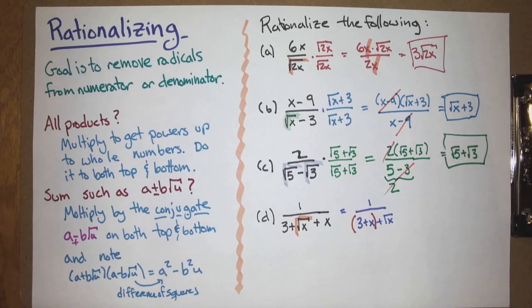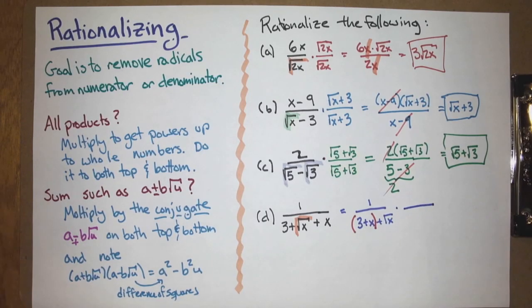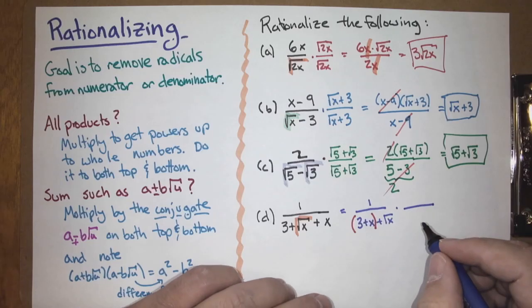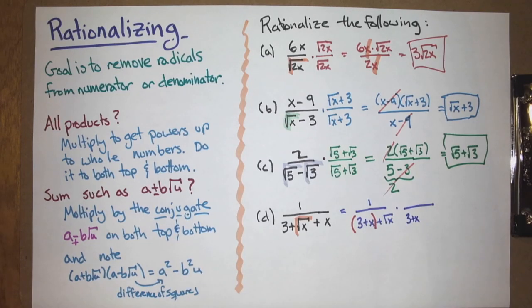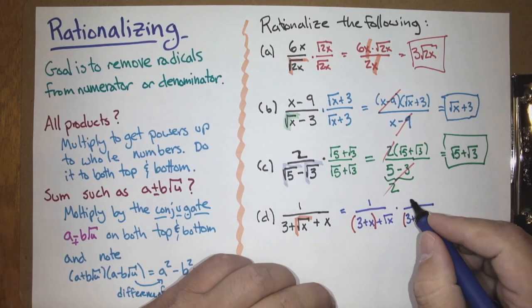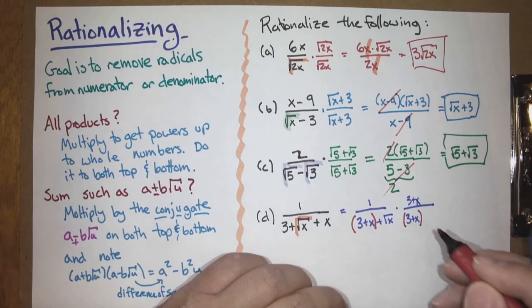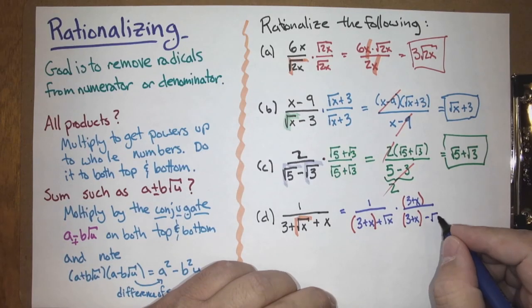Now, given that, what can we do? What should we multiply by? There is something we can multiply by. Well, there will be a 3 plus x. I definitely agree with that. But that by itself won't get rid of the square root. What else do we need? A minus square root of x.